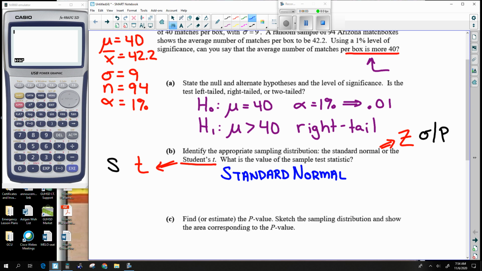Okay, so that means we're running with a z. So a z with a sigma. So this is going to be z is equal to x bar minus mu divided by sigma divided by the square root of n. Let me quadruple check that. I'm 95% sure, right? Yeah, sigma divided by the square root of n. Very well.